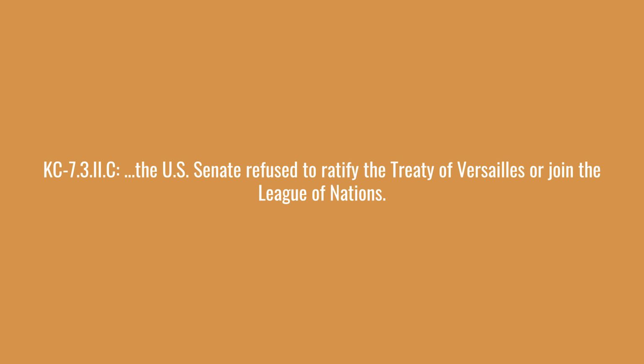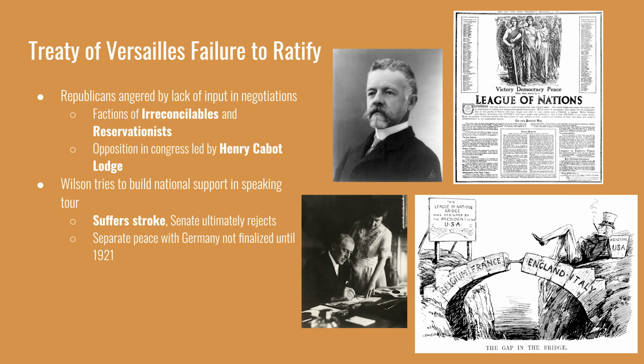The last part of the key concept says the United States Senate refused to ratify the Treaty of Versailles or join the League of Nations. Republicans in Congress were angered by the lack of input in the negotiations. Remember, Wilson was a Democrat, and he was the first Democrat that was elected since Grover Cleveland, and then before Grover Cleveland, there hadn't been another Democrat that was elected since before the Civil War.